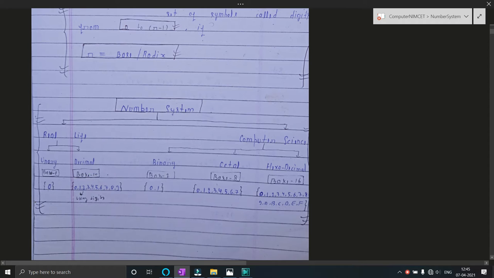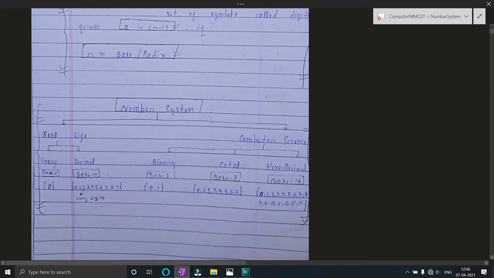If the base is 10, then digits 0 to 9 are used, and if the base is 2, then digits 0 and 1 are used, and if the base is 8, then digits 0 to 7 are used, and if the base is 1, then only digit 0 is used. If the base is 16, then digits 0 to F are used.